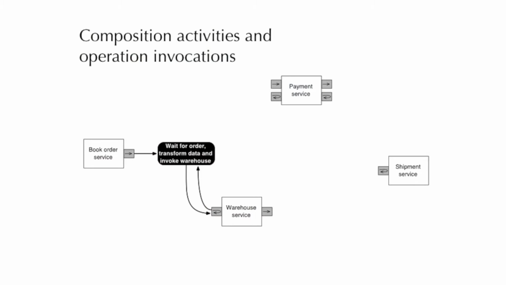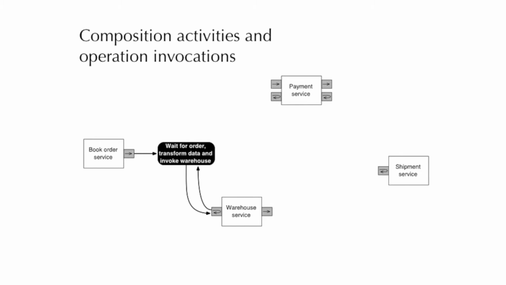And in response to an incoming order, we have to invoke the warehouse service and check whether the books that the customer wants to buy are in stock or not. So this is called a composition activity, and there are operation invocations involved. From one side, the book order service invokes our composition logic, and then in response we have to invoke the warehouse service. That is, we need to be able to interact with these web services.